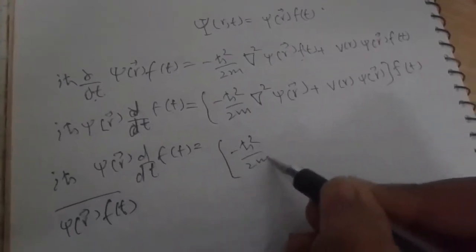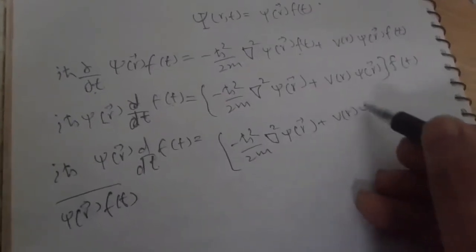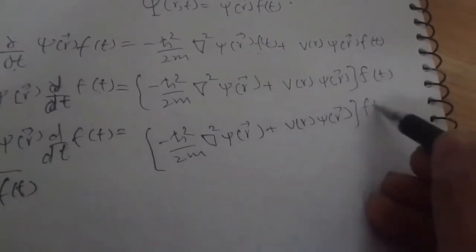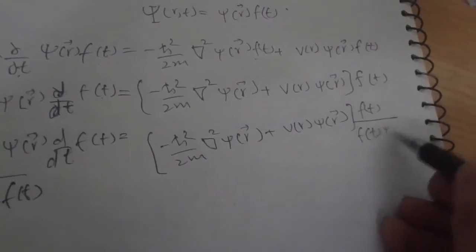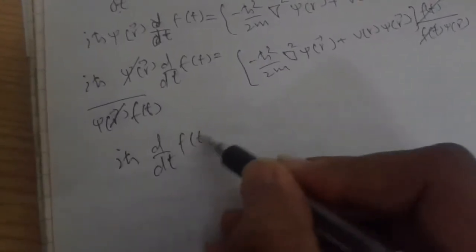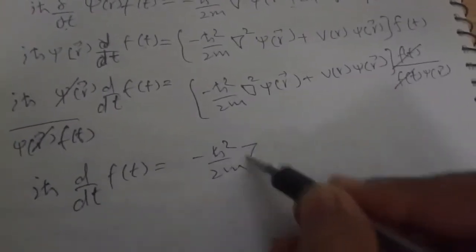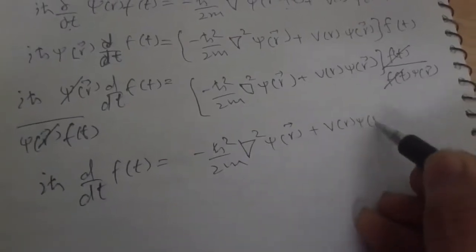minus h cut square over 2m del square psi of r plus v of r psi of r f of t divided by f of t psi of r. F of t cancels out and here psi of r cancels out. So iota h cut d by dt f of t is equal to minus h cut square over 2m del square psi of r plus v of r psi of r.